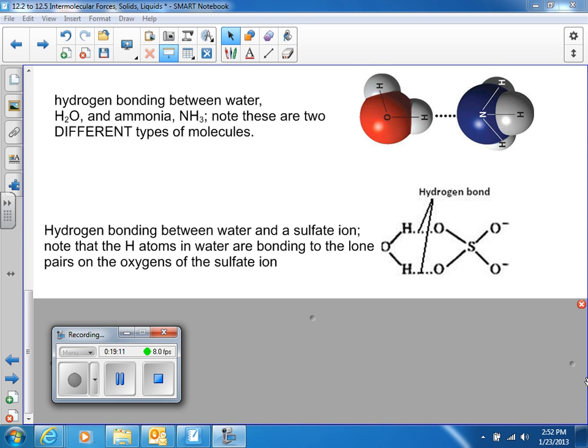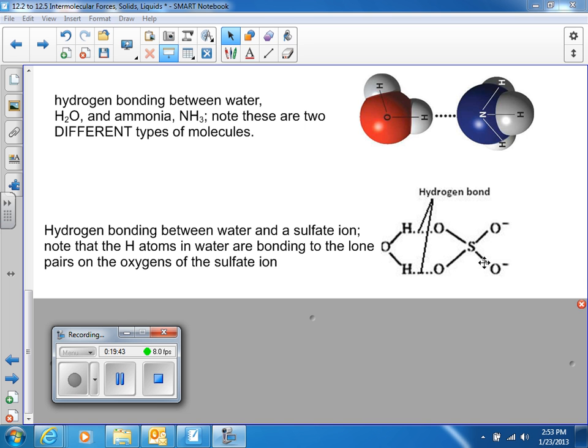Last example for hydrogen bonding. I'm emphasizing what a hydrogen bond is because so many students confuse what hydrogen bonds are. They think these covalent bonds between the H and the O in a single molecule is a hydrogen bond. It is not. This right here is a covalent bond. These between the atoms, between two separate particles, those are the hydrogen bonds.